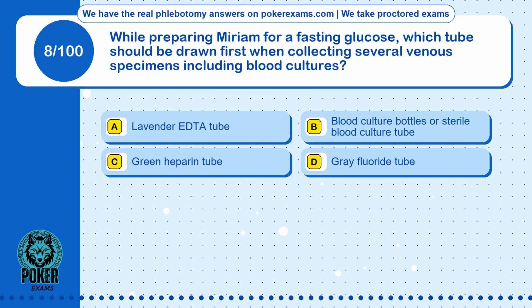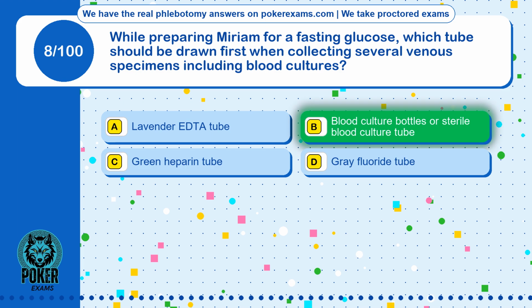Question 8. While preparing Miriam for a fasting glucose, which tube should be drawn first when collecting several venous specimens including blood cultures? Option A, lavender EDTA tube. Option B, blood culture bottles or sterile blood culture tube. Option C, green heparin tube. Option D, gray fluoride tube.